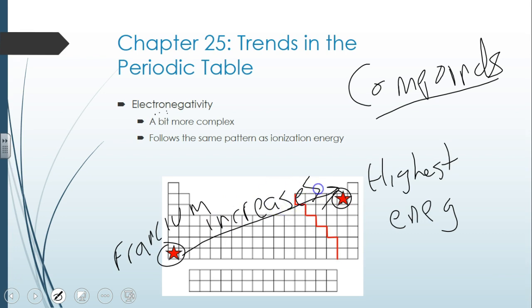So those are the periodic trends, and those are the patterns that we've developed on the periodic table because we know about the electron configuration and the way the electrons are.